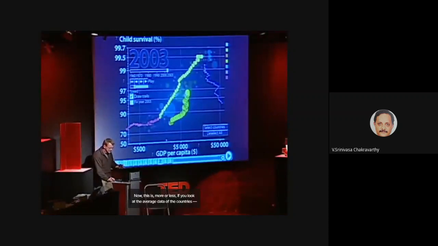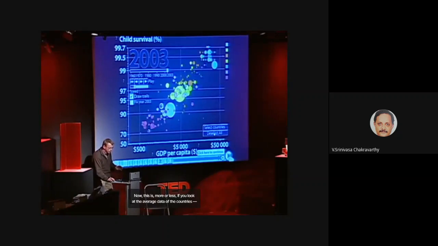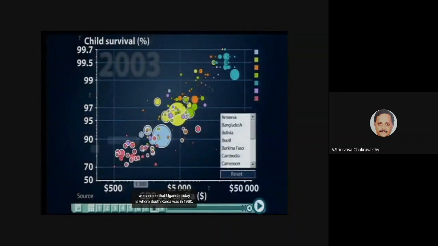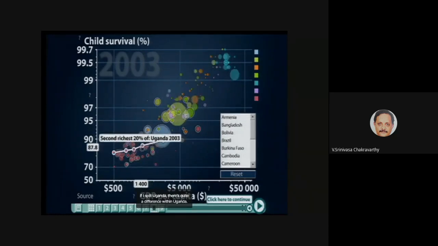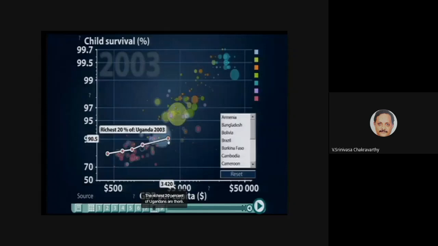Now, this is more or less if you look at average data of the countries. They are like this. Now, that's dangerous, to use average data, because there's such a lot of difference within countries. So if I go and look here, we can see that Uganda today is where South Korea was in 1960. If I split Uganda, there's quite a difference within Uganda. These are the quintiles of Uganda. The richest 20% of Ugandans are there, the poorest are down there.